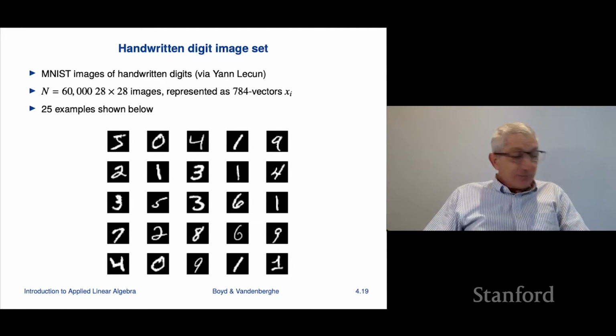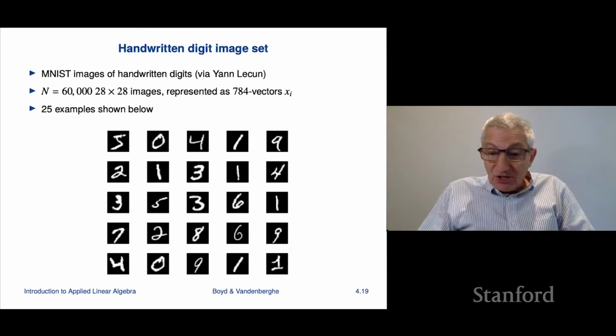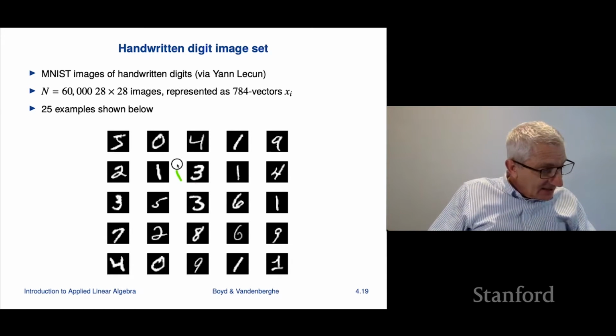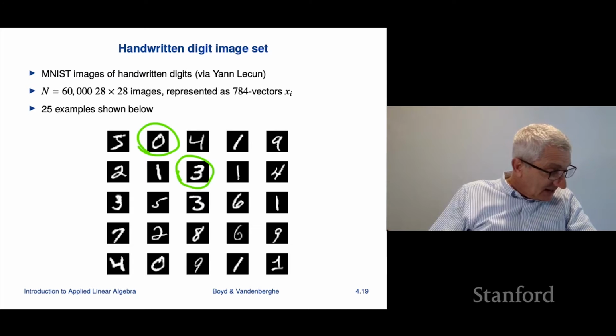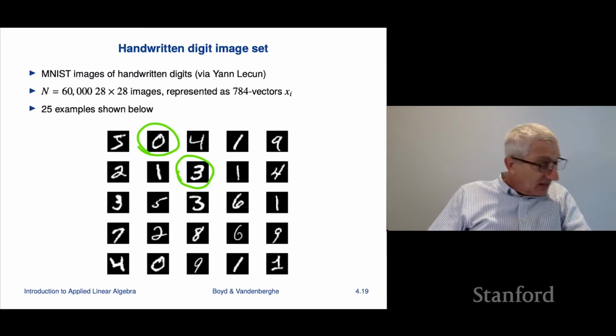Okay, so here are just 25 examples, and you look at them, and some are clear, like that 3 is pretty clear. That's pretty clearly a 0. I don't know if we can find one that looks pretty bad. I don't know. They all look pretty good to me.